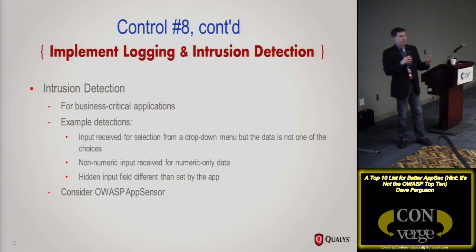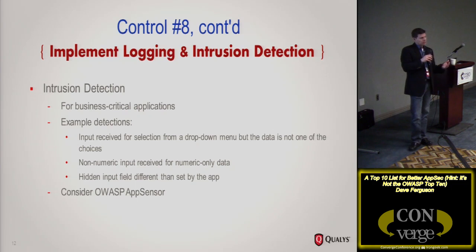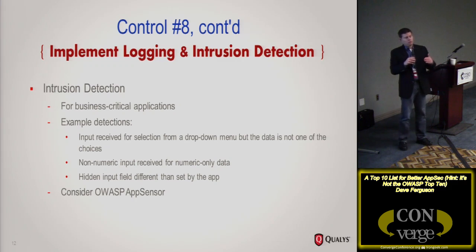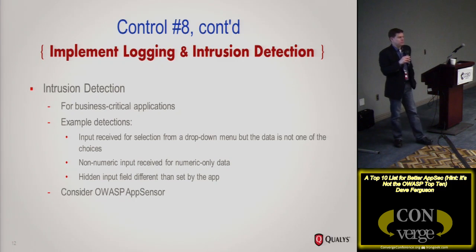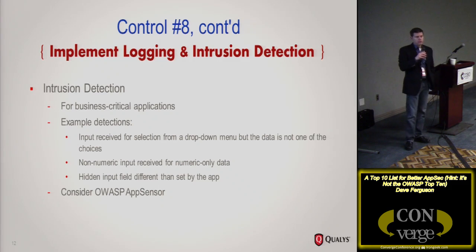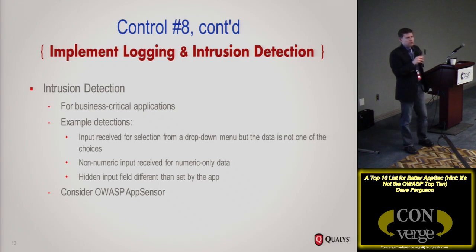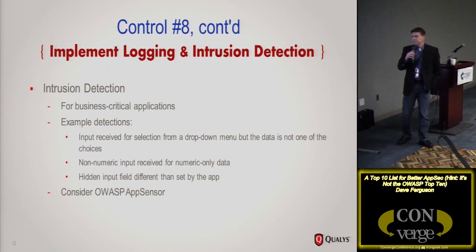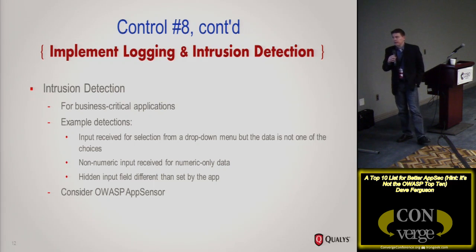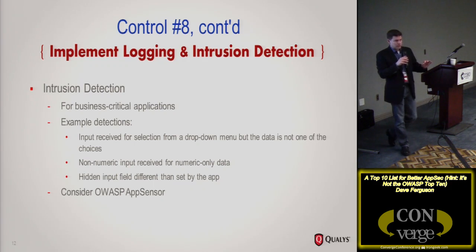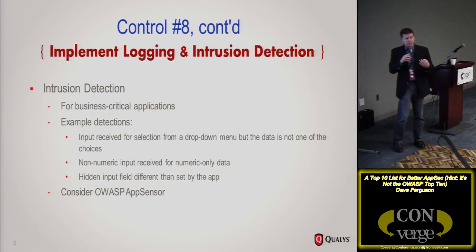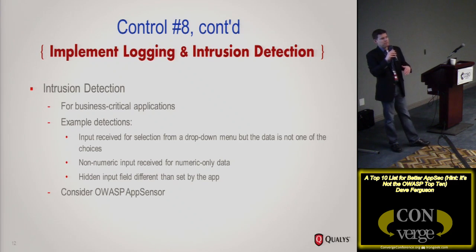It's built for sensing when there might be an attack and then basically taking some sort of action, whether that's killing the session or something else. Maybe it's just logging. But AppSensor is a way to implement this kind of intrusion detection within your web application. So where would you use this? There are 3 examples I have up here. One would be if your application receives input that comes from a drop-down menu in the web page, but the input received is not one of the choices in the drop-down menu.